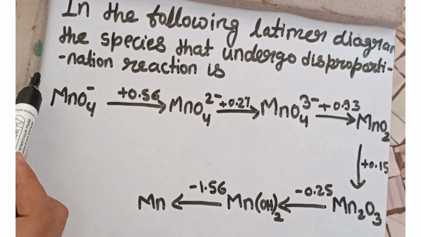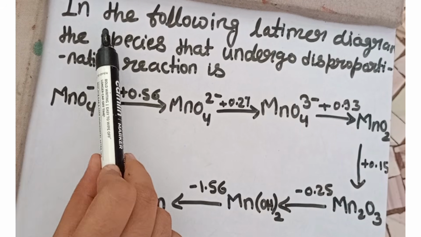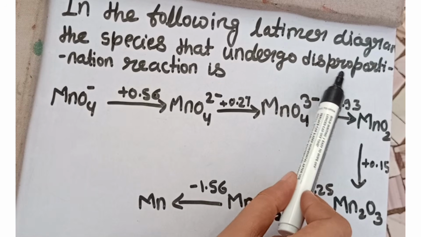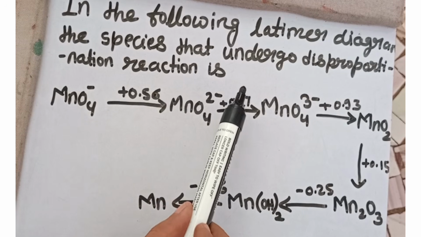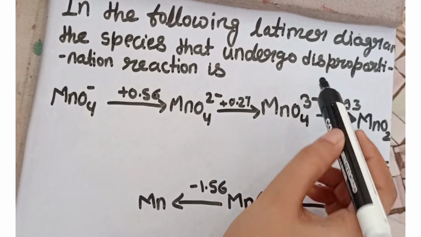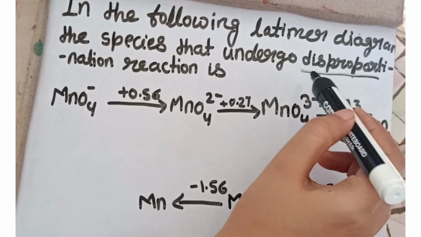So this is an IIT JAM question. In the following Latimer diagram, the species that undergo disproportionation reaction is, and this is the Latimer diagram given to us. So first, what is disproportionation reaction?